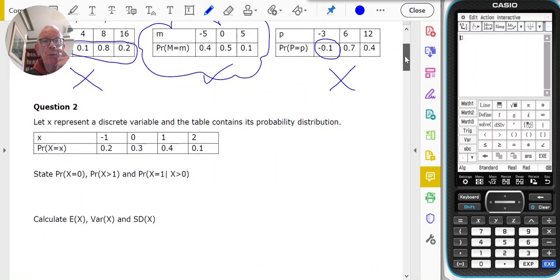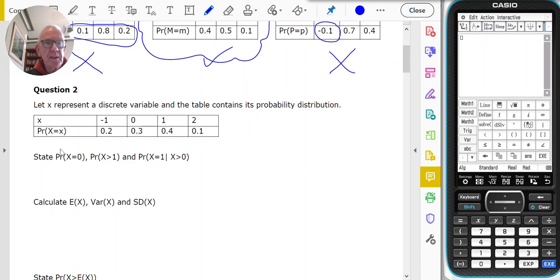Looking at question 2, find the probability that x equals 0. Well, that is equal to 0.3. Probability x is bigger than 1 doesn't include 1. That's the same as the probability of x being bigger than or equal to 2, which is 0.1.